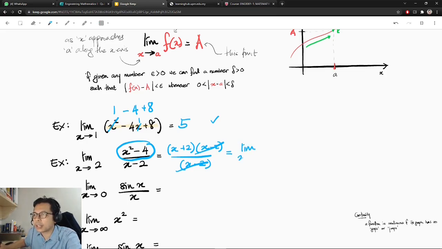The expression becomes a lot simpler. Okay, now I have only this. So now can you give me the answer? It's easy. It's 2 plus 2. The answer is 4.